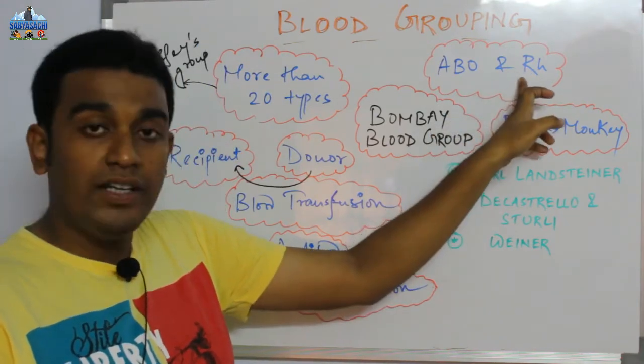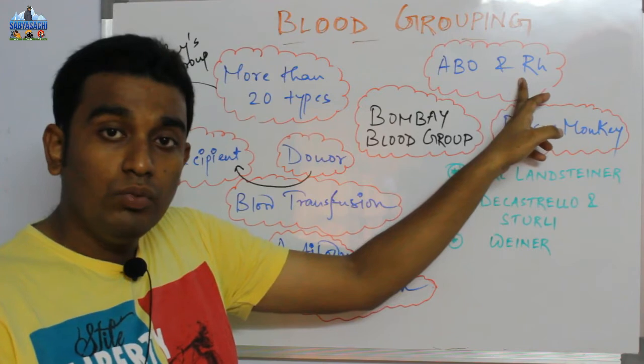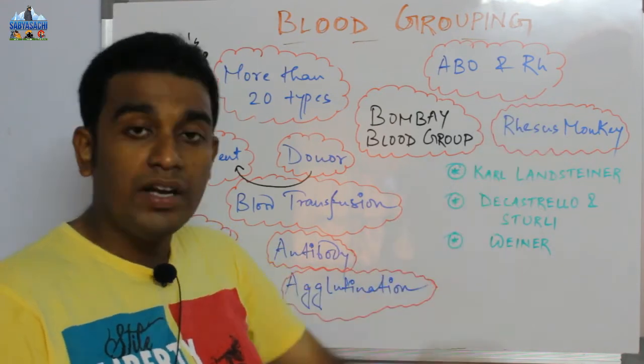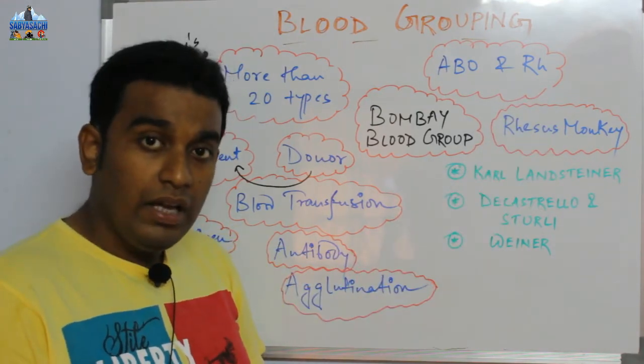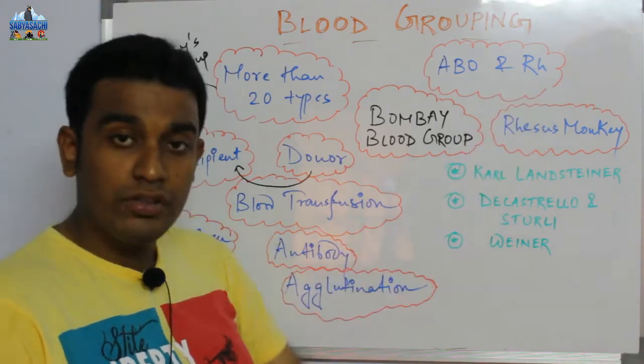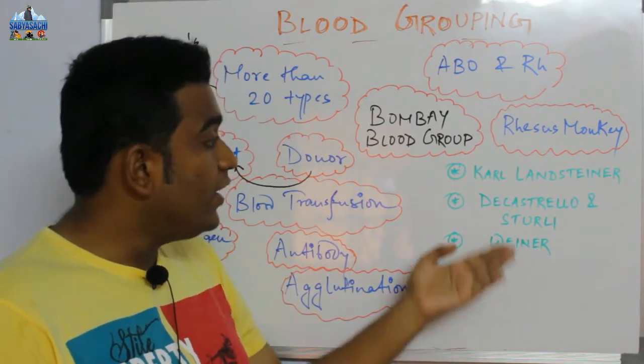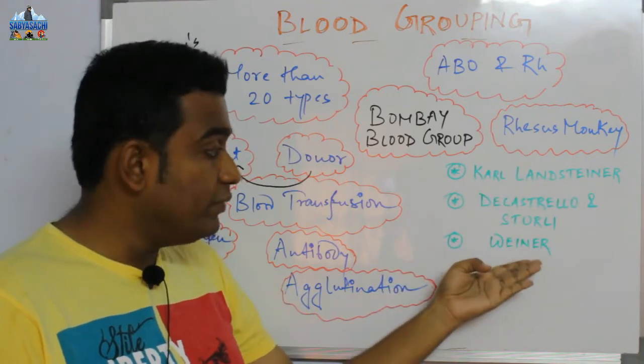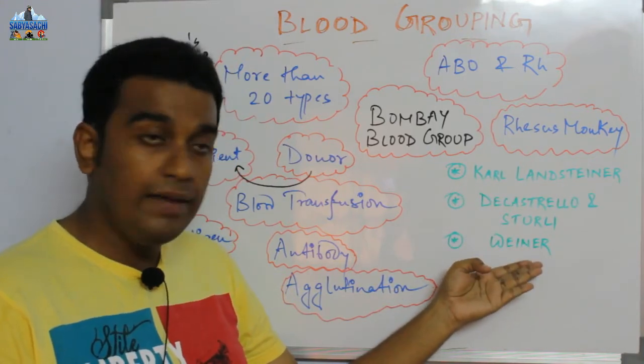The RH factor, or the rhesus factor, was first studied in the rhesus monkey, and the discovery of the RH factor was done by Mr. Karl Landsteiner along with Mr. Wiener. These names are important.